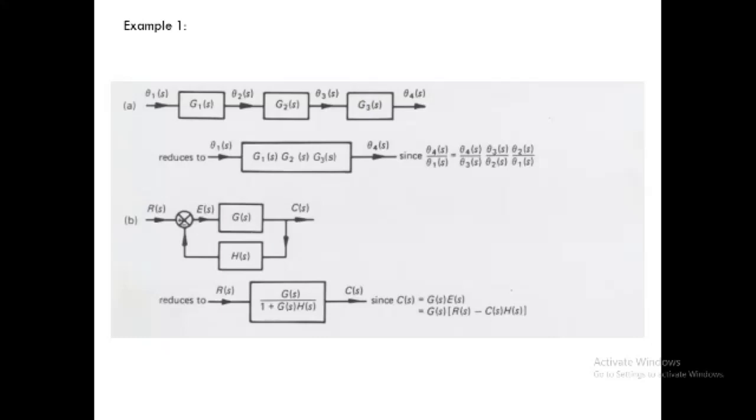As per the definition, the gain will be in the numerator, that is G of S upon 1 plus G of S into H of S, if a feedback path is given. Since C of S is equal to G of S into E of S, what is the value of E of S? E of S is equal to R of S minus C of S into H of S. So by putting this value in G of S into E of S, we get G of S in bracket R of S minus C of S into H of S.